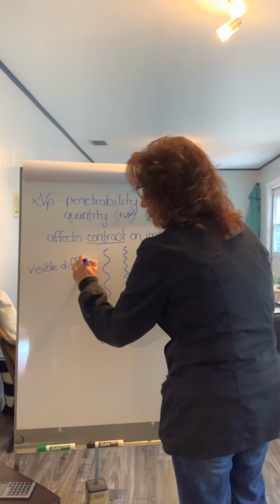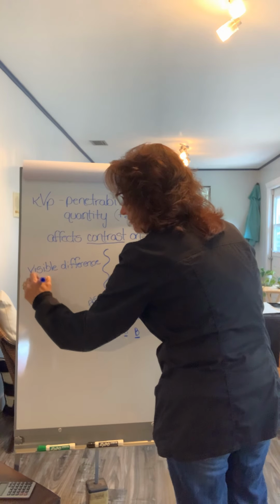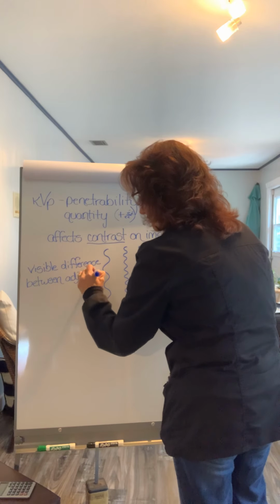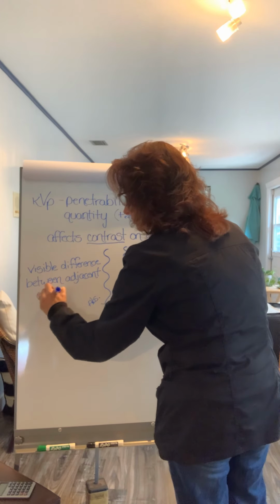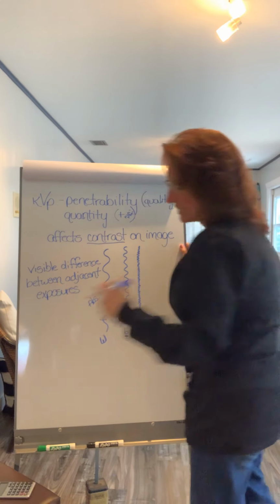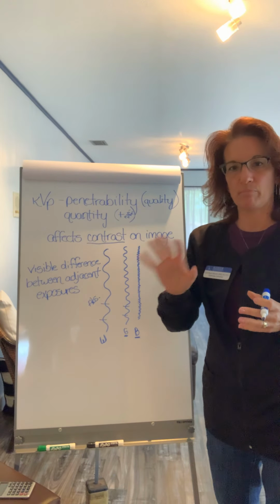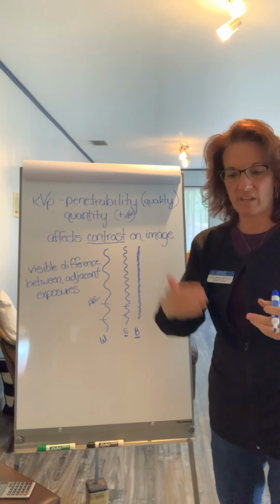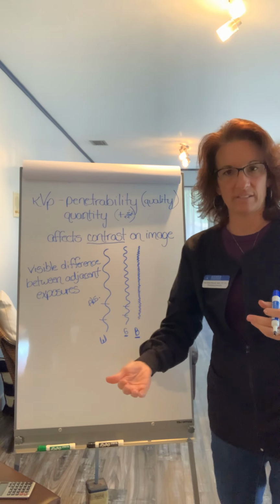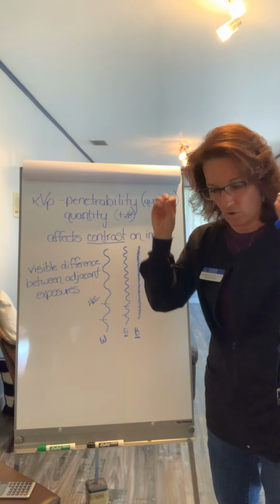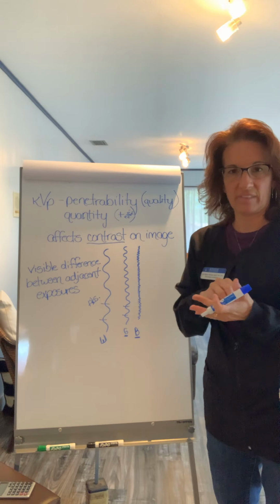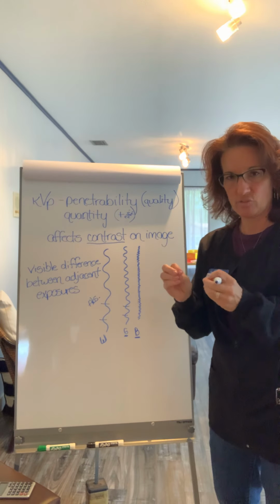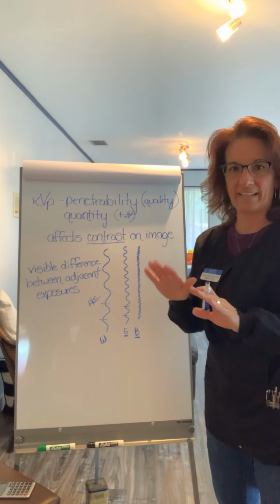It's the visible difference between adjacent exposures. It's basically what makes the anatomy stand out. The reason we can see bone is because all that radiation that went towards that bone got absorbed. So there was nothing to expose the image receptor. That's why it's white. We can see the black because that's where all the radiation passed through and struck that IR and gave us the black. But the reason we can see between the two is because there's contrast. There's a visible difference between black and white.